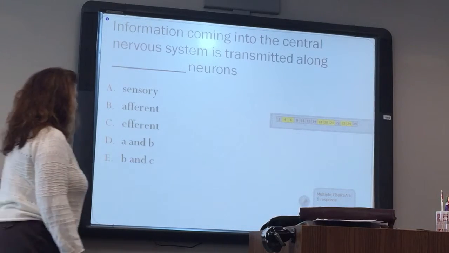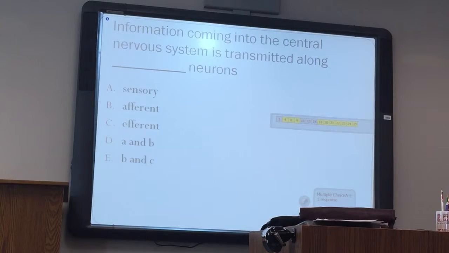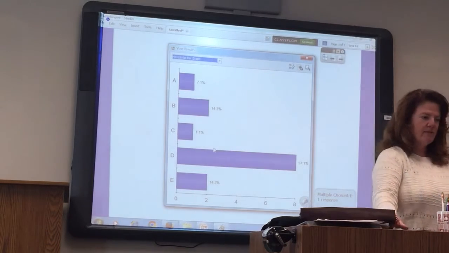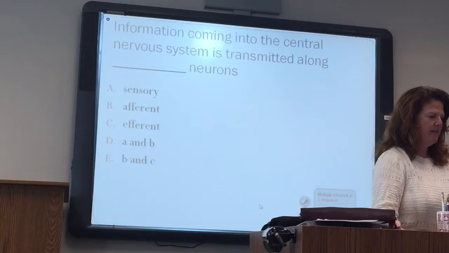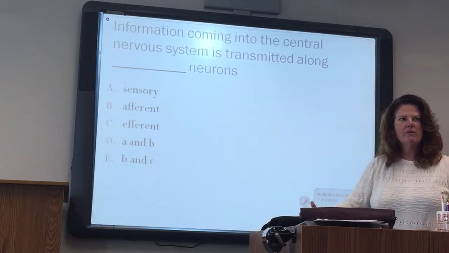We have already used these terms. We use those terms, in fact, when we did our homeostatic speed dating. I believe that was the correct answer. Drifted off for a little while. Yep, A and B. So we know they're sensory, and then they are the afferent pathway.